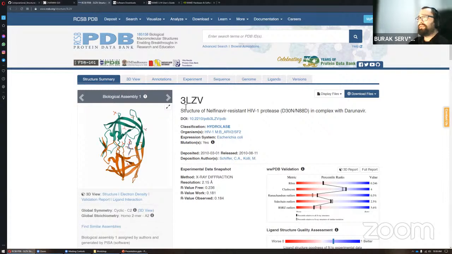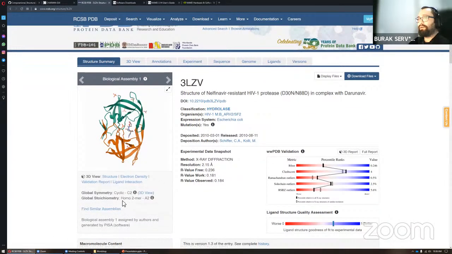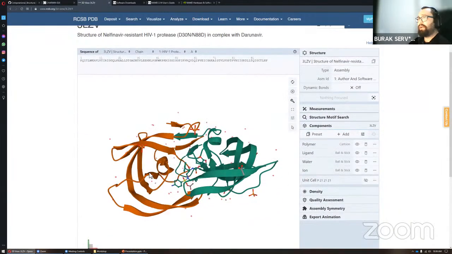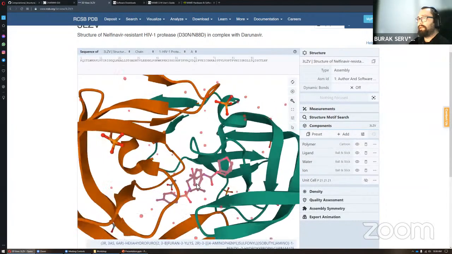When we check this structure, it's the structure of nelfinavir-resistant HIV-1 protease, and it has a small molecule named darunavir. It's actually a homodimer. Now we can continue. We can see we have two chains, an orange one and a green one, and also this is darunavir.